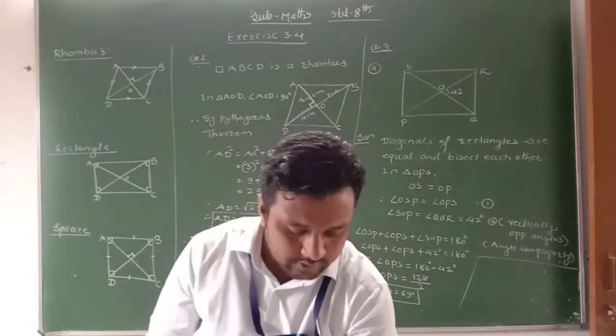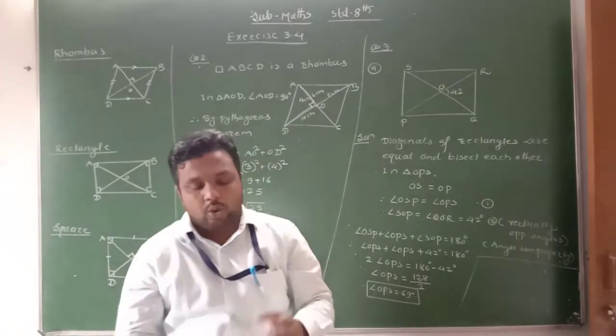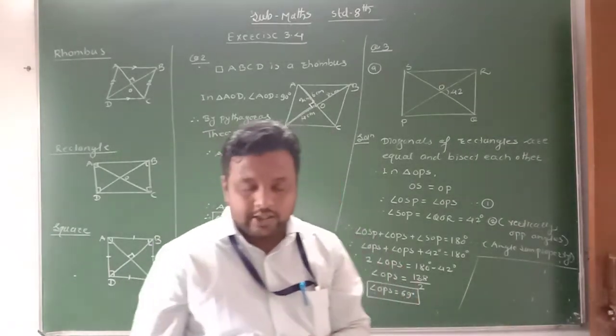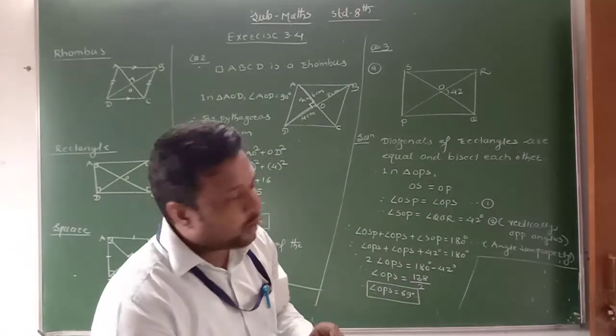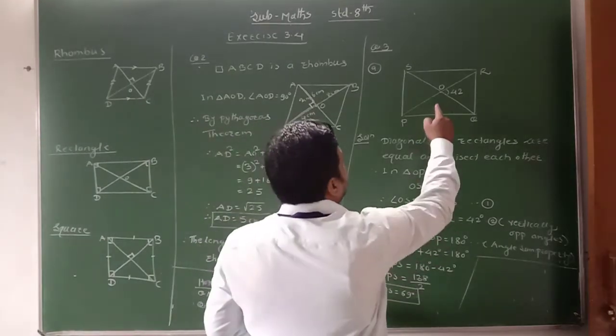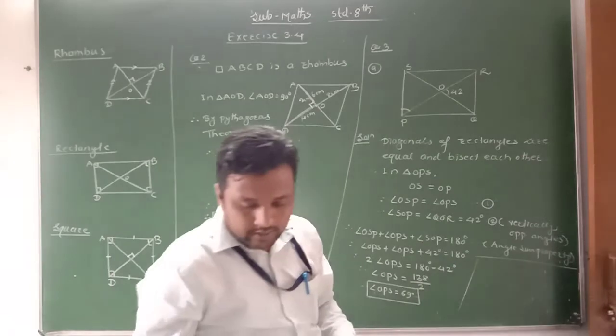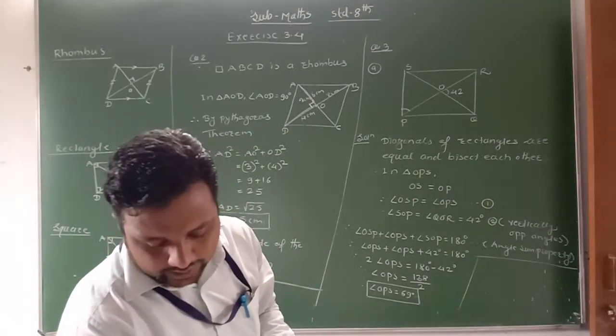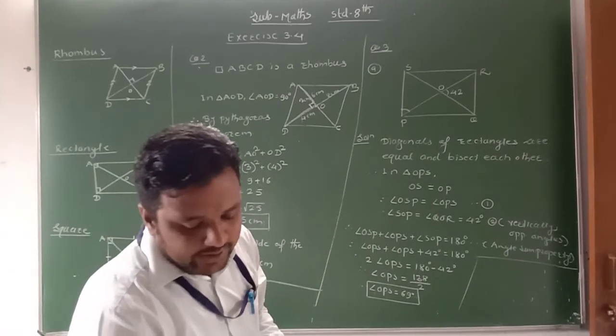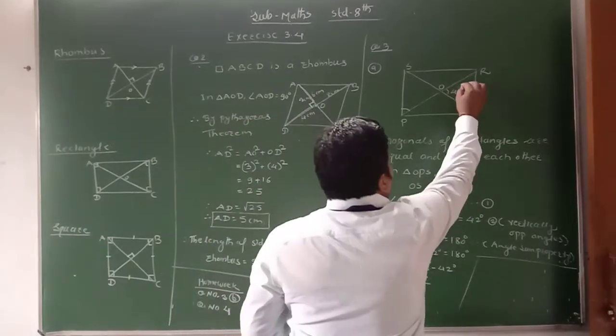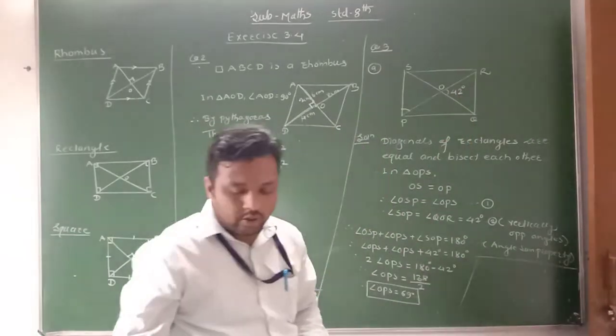Question number 3. Quadrilateral PQRS is a rectangle. Find angle OPS. Which angle? OPS. This angle here we have to find out. And angle QOR is given. QOR is equal to what? 42 degree is given. Okay.